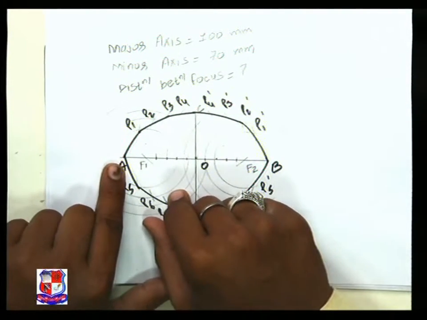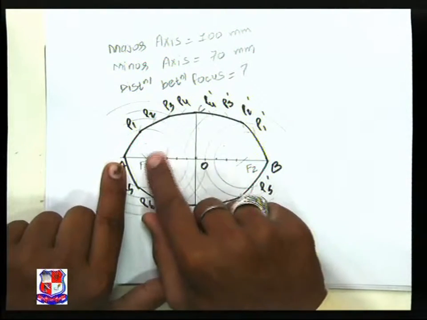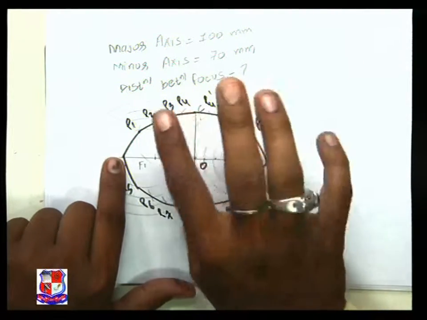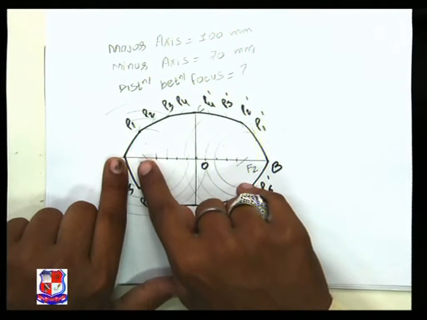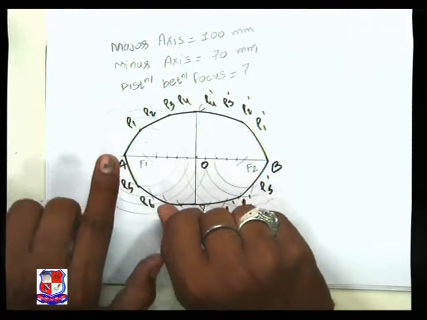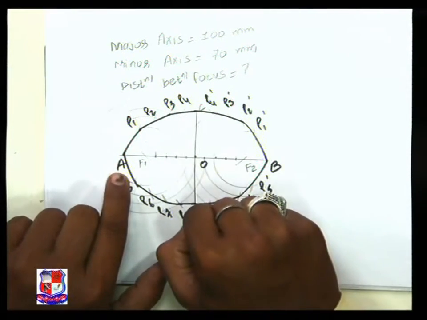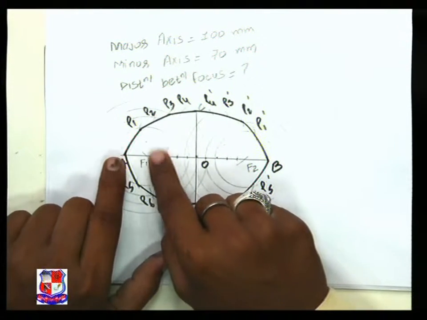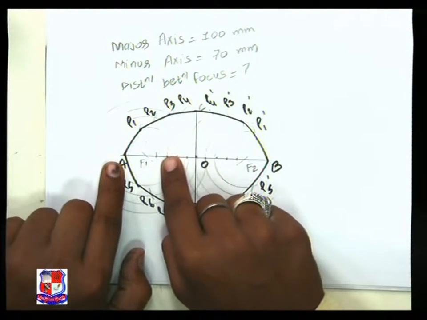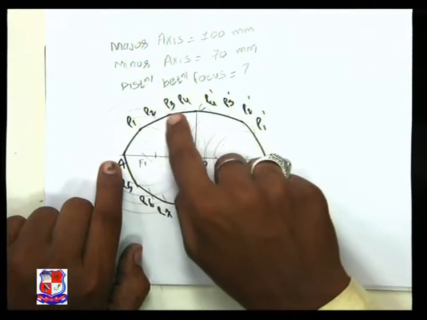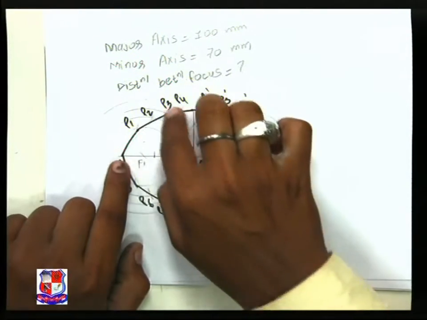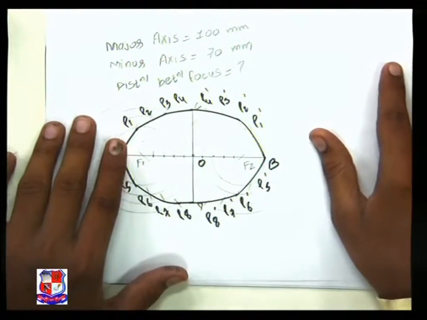A21 as radius, F1 as center. Always remember, in this method, whenever we draw any arc, either F1 or F2 would be the center, not A, not B, not C, not D. A21 as radius, F1 as center, semicircular arc. A22 as radius, again F1 as center, arc. A24 as radius, F1 as center, and a semicircular arc.